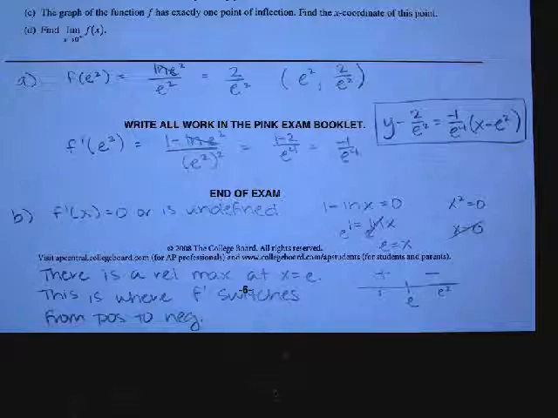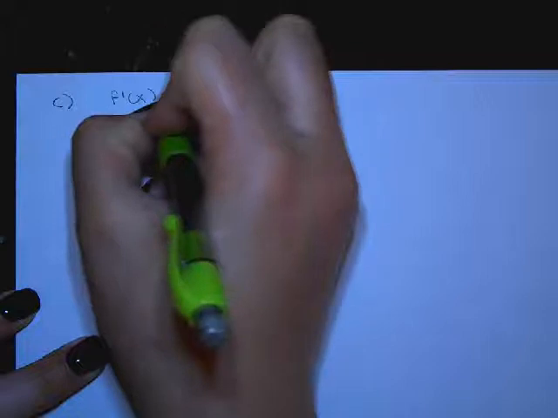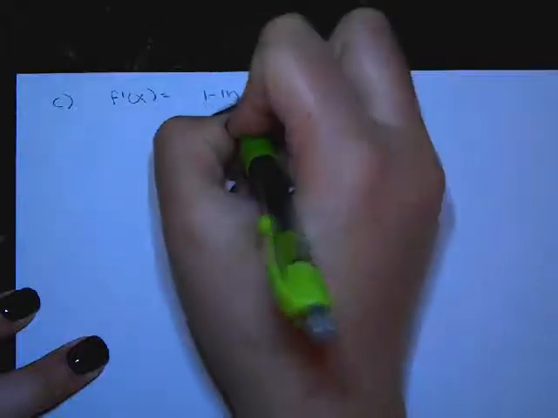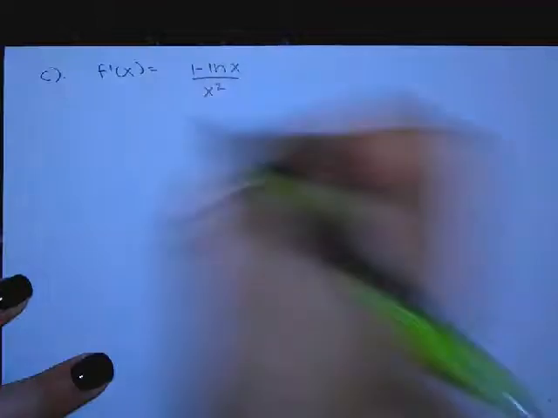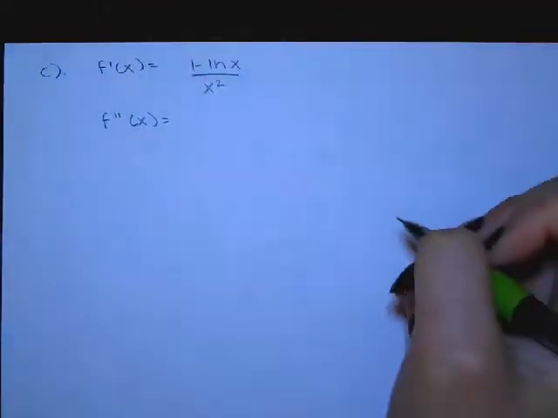Okay, part C wants to know about the point of inflection. That comes from the second derivative. So I'm going to go ahead and write down my first derivative again. F prime of x is (1 minus ln x) over x squared. So for the second derivative, we're going to do the quotient rule.